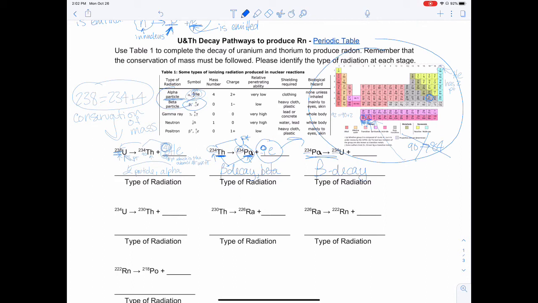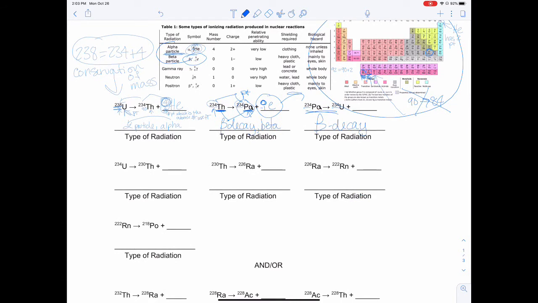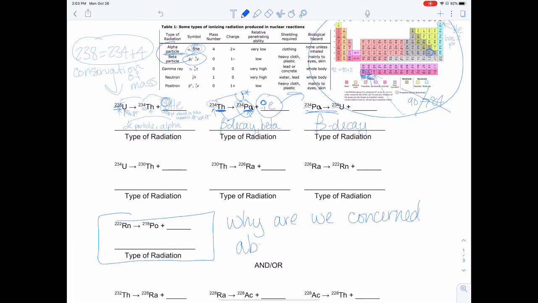This information can definitely go into your model checklist, and be aware that this last piece, this last reaction, is the one that we're super concerned about. A question that you might want to answer for your checklist is why? Why are we concerned about this reaction? Why is it that the decay of radon going to polonium is a problem? What is problematic about that? So there you go. That's that.